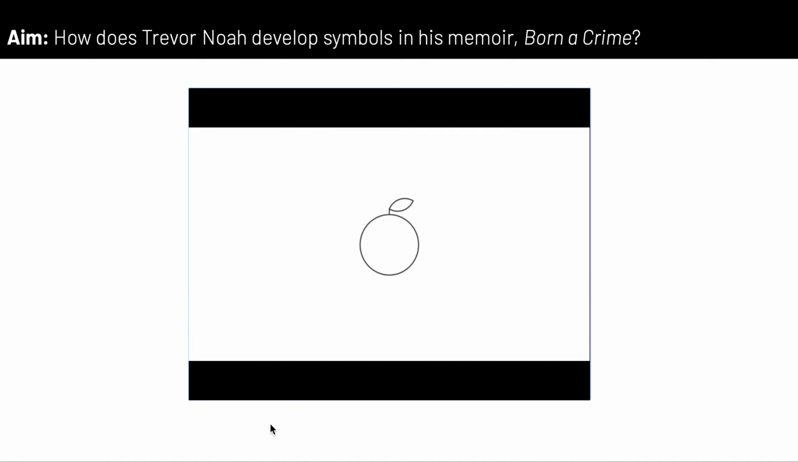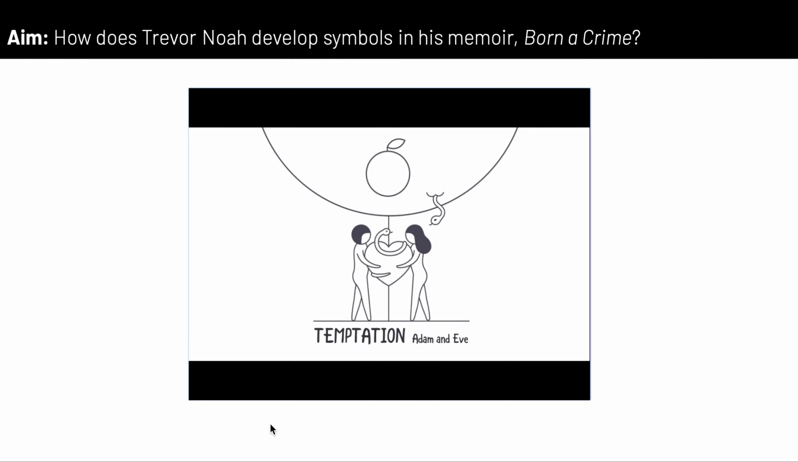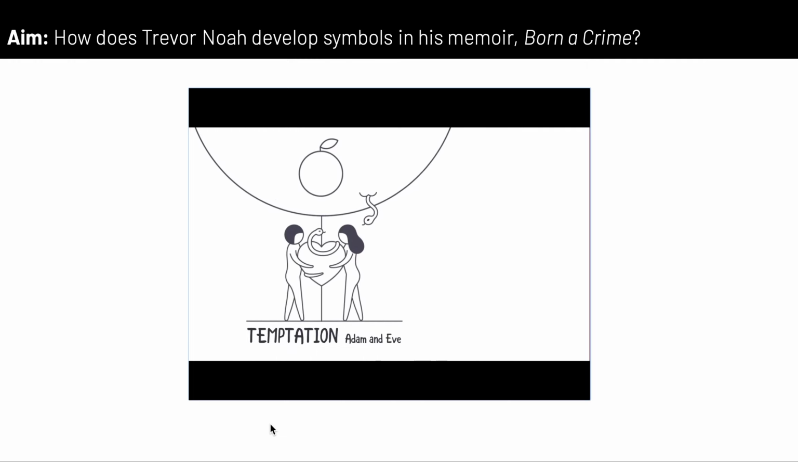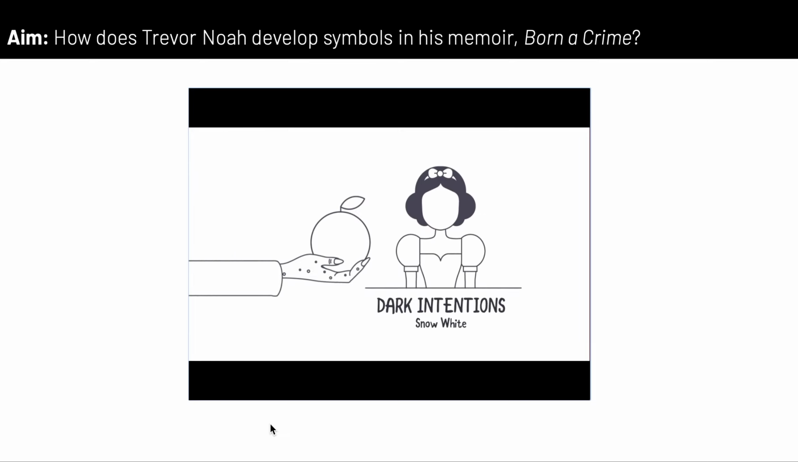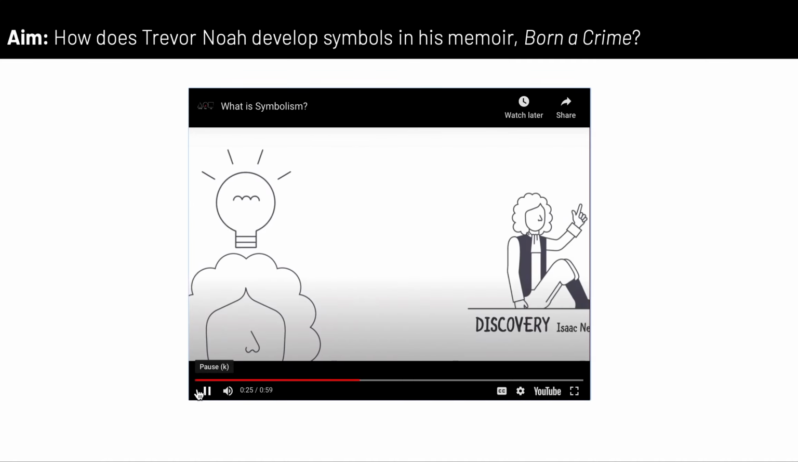What is symbolism? This is an apple, but sometimes an apple isn't just an apple. An apple represents temptation in the story of Adam and Eve. In the story of Snow White, it represents dark intentions. To Isaac Newton, it represented his discovery.